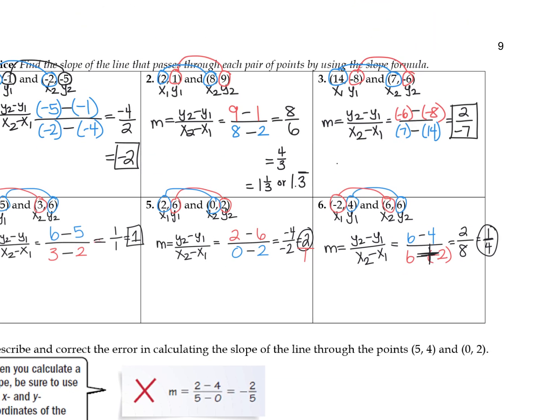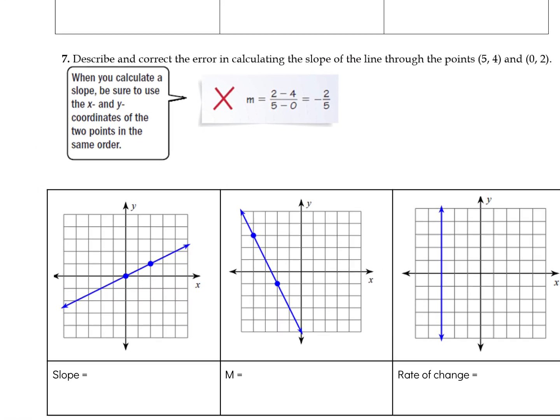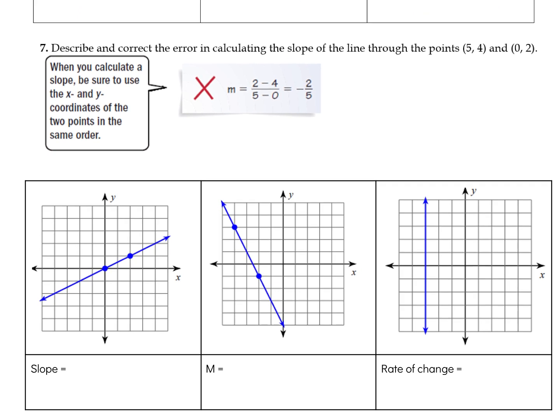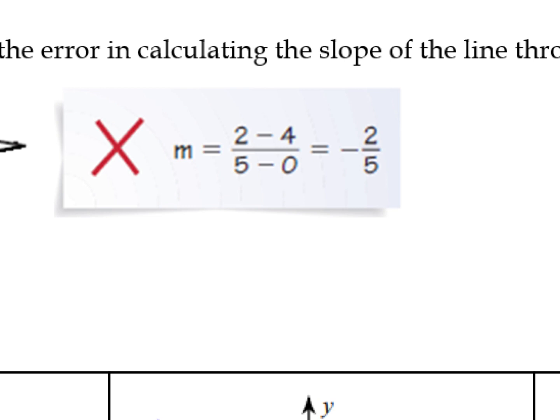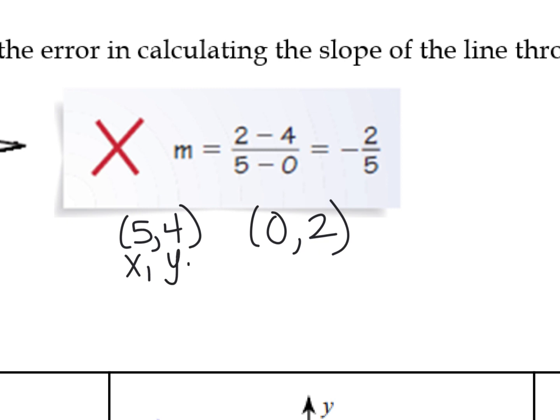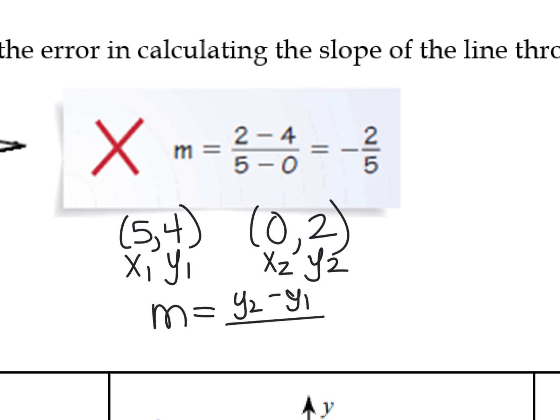All right, next. We've got some more here. It says describe and correct the error in calculating the slope of the line through the points (5, 4) and (0, 2). So we have to see what they did wrong. So our points again are (5, 4) and (0, 2). If we label this x1, y1, x2, y2, and fill it in ourselves, y2 minus y1 over x2 minus x1. Anytime you're trying to find a mistake, I suggest you do it yourself first, so that way you can compare your work.